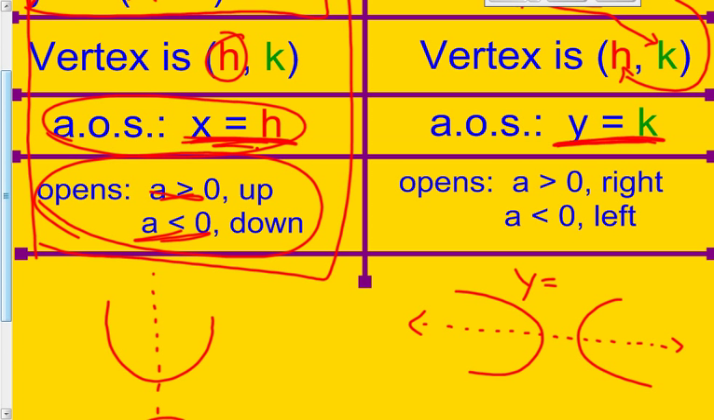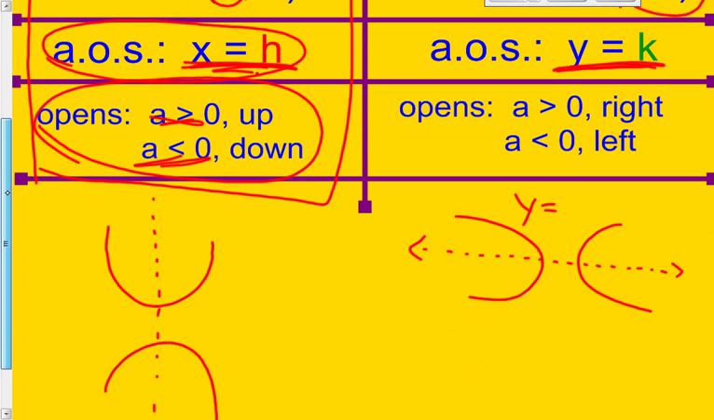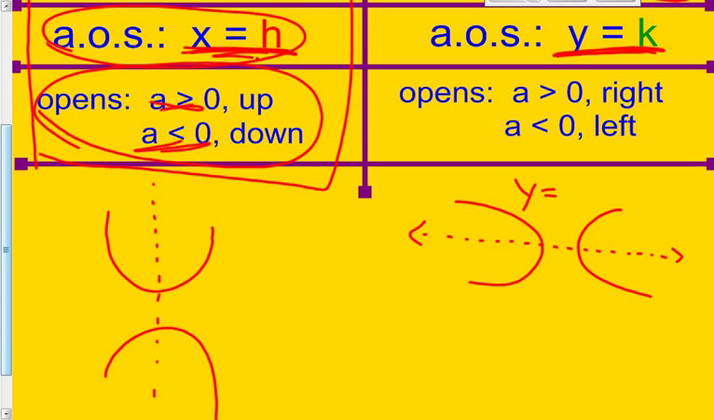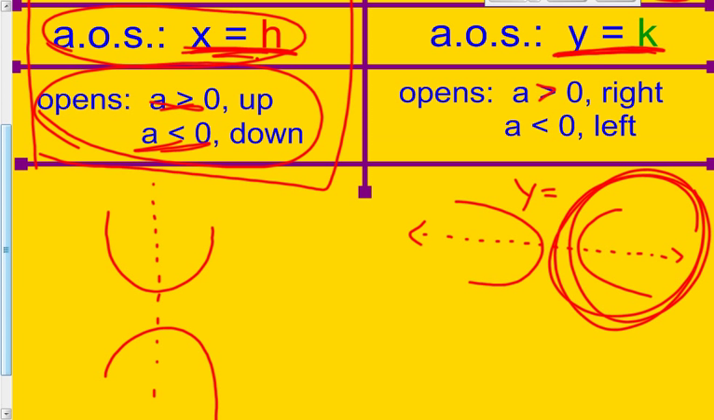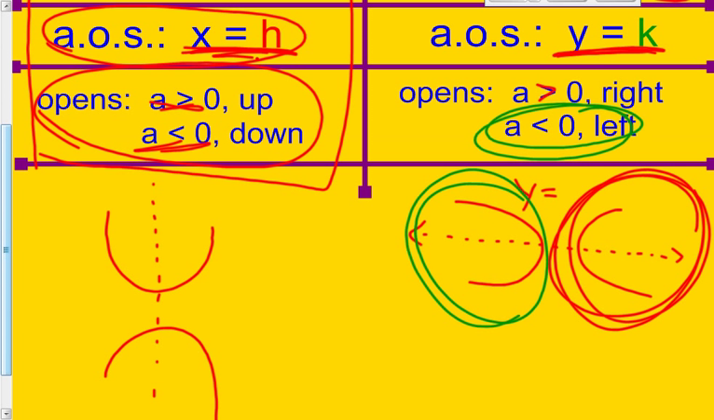So there's another opposite. Now, if your a value is greater than 0, or positive, you're going to have one that opens up to the right. You're going to have one that looks like that. If your a value is a number that is less than 0, or negative, it's going to open up to the left. So there's another, it wouldn't be opposite, but there's another difference.